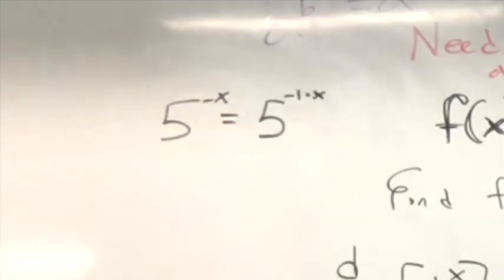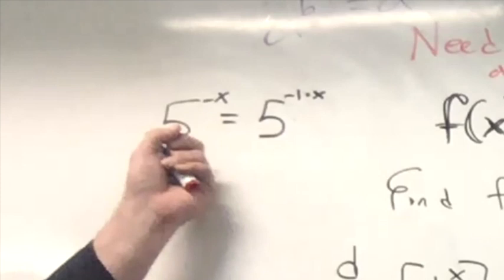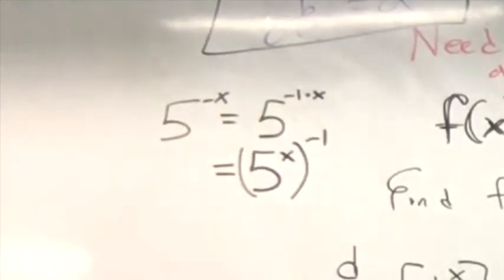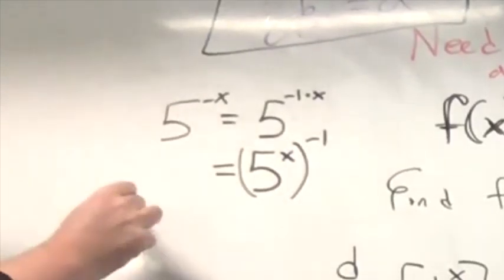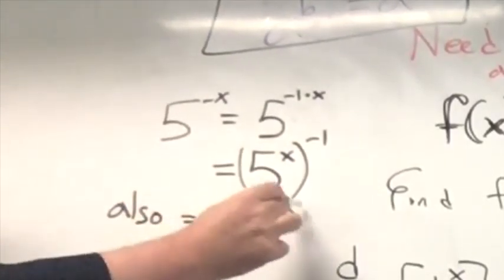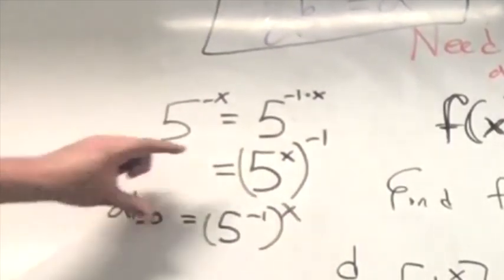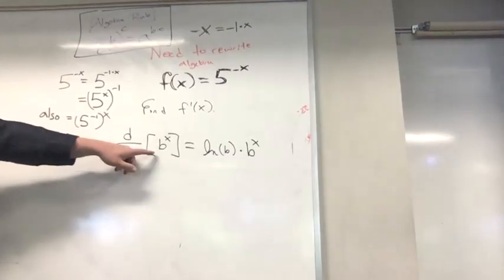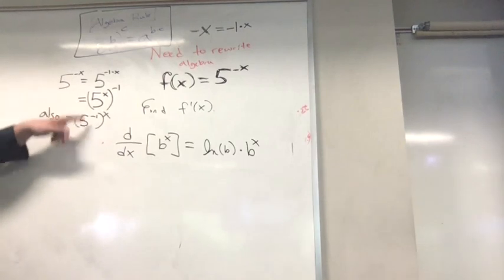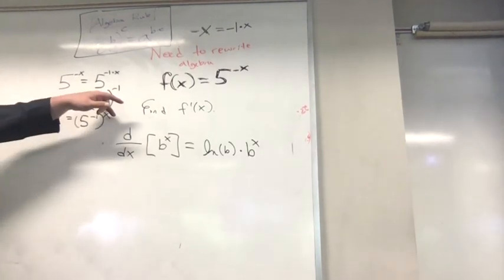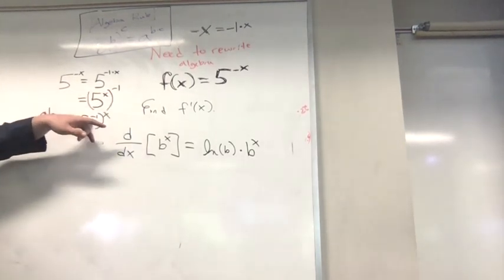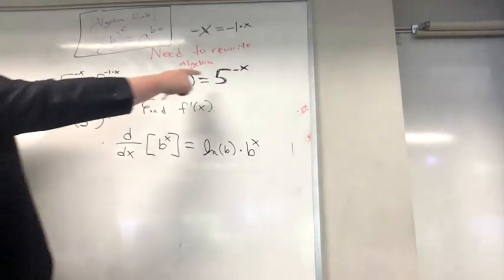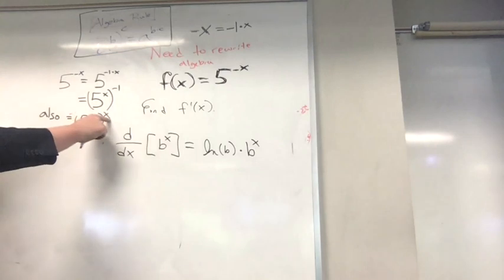And now how can I apply this algebra rule? I can write it as 5 to the x raised to the negative 1. That's one way. What's the other way? 5 to the negative 1 raised to the power of x. Both of these work. Which of these matches the format I have? The second one. So both of these are perfectly valid. This one works for a different rule that we'll use in a minute. This works for the rule that we have right here. So I'm going to rewrite 5 to the negative x as 5 to the negative 1 raised to the x.